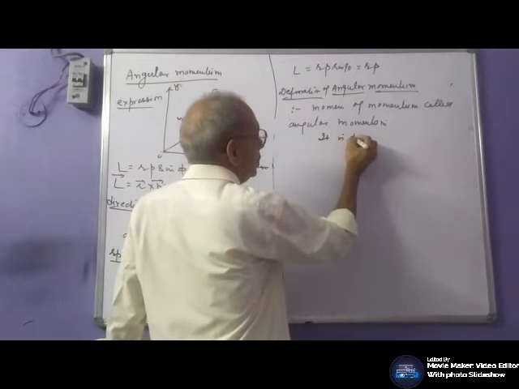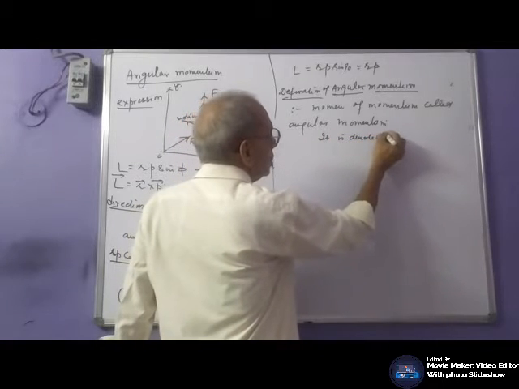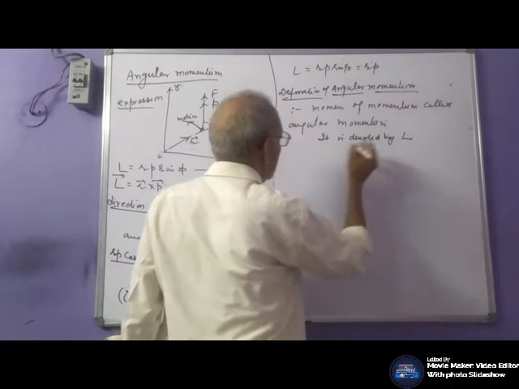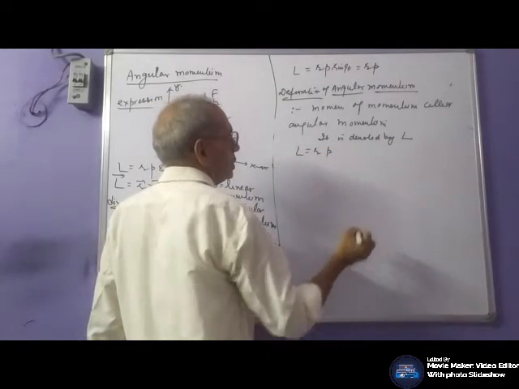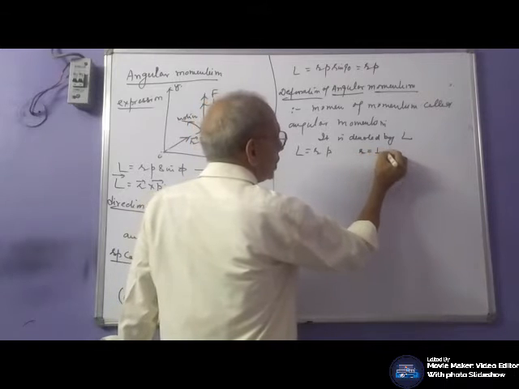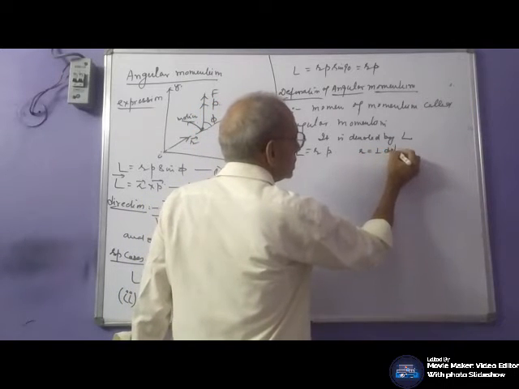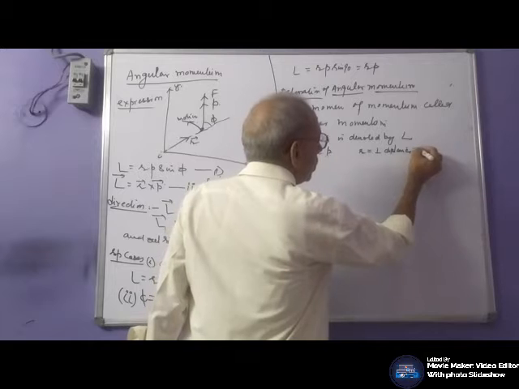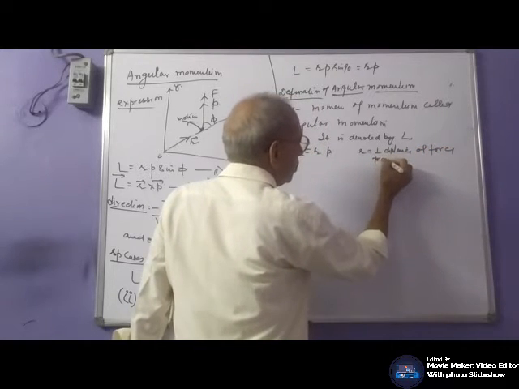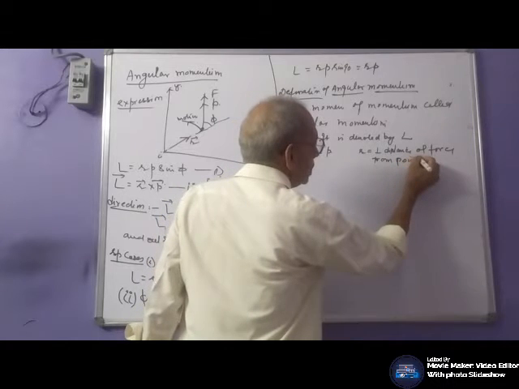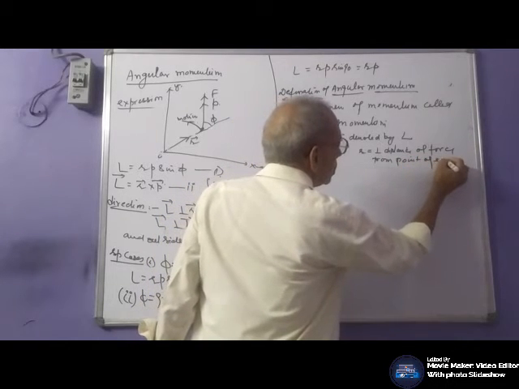It is denoted by capital L, and capital L is RP, where R is the perpendicular distance of force from the point of rotation.